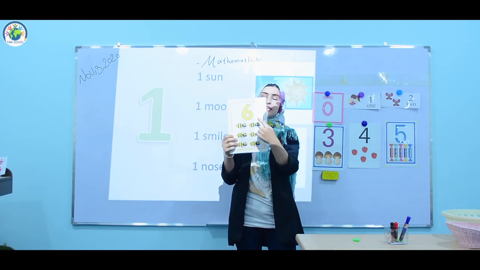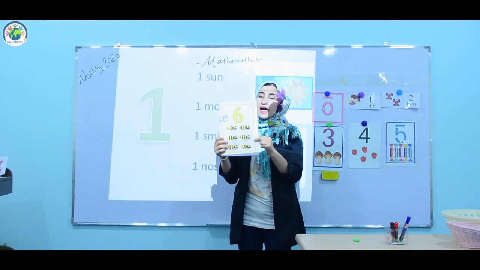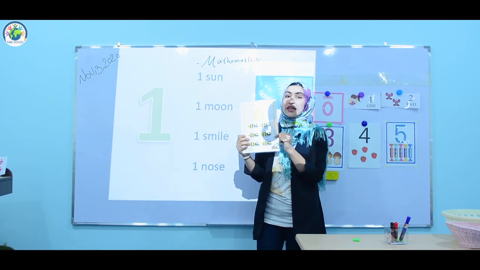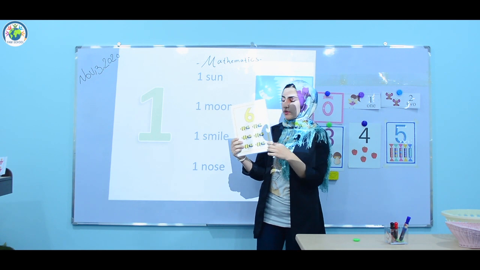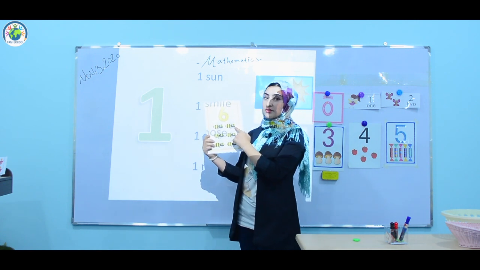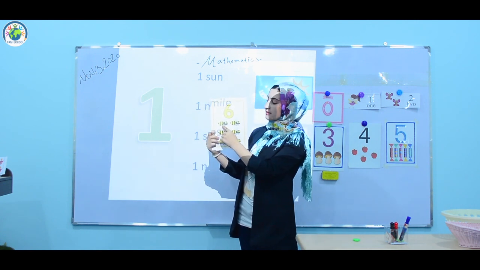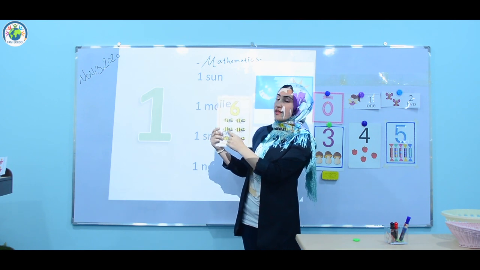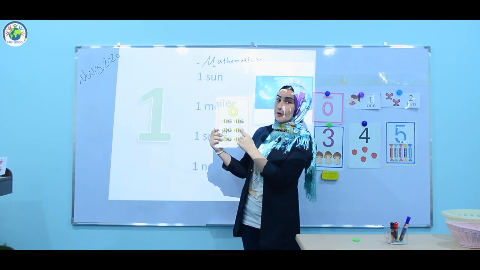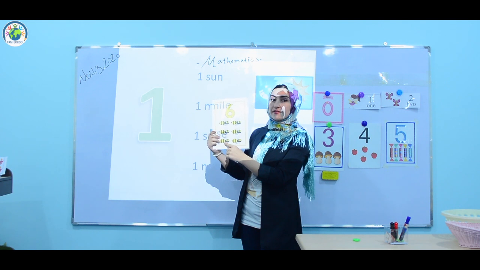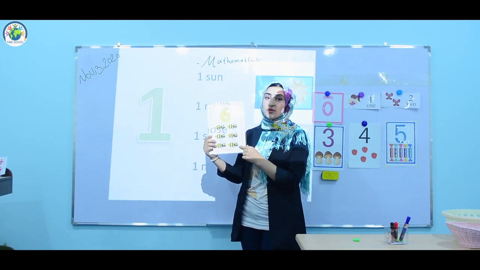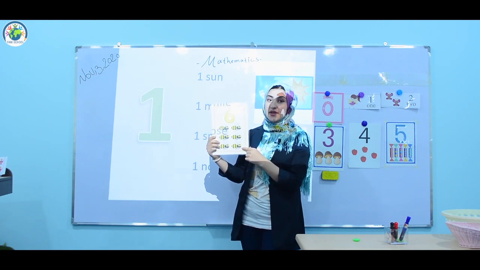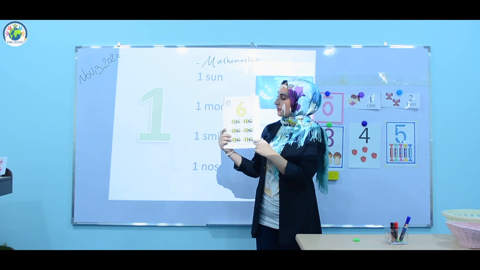This is number 6. And now let's count. Let's know how many bees we have. Let's find out. Let's count all together. 1, 2, 3, 4, 5, and 6. How many bees do we have? 6 bees. Good job. Let's count once more all together.